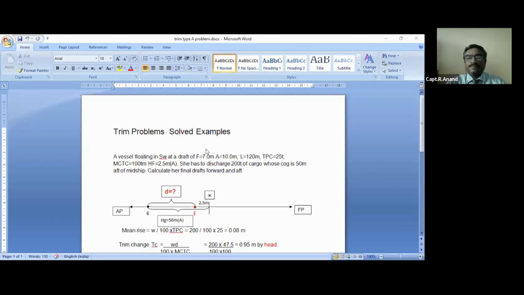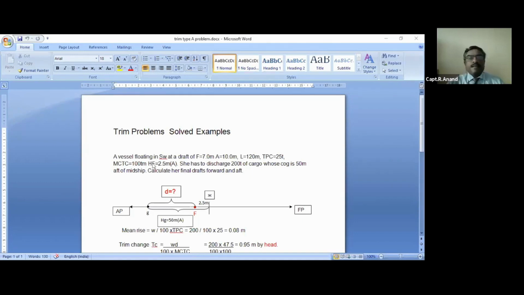Okay. Solved example. It's a very simple basic problem which I have taken here. A vessel is floating in salt water at a draft of forward 7 meters, aft 10 meters. LBP is 120, TPC is 25 tons, MCTC is 100 ton meter.